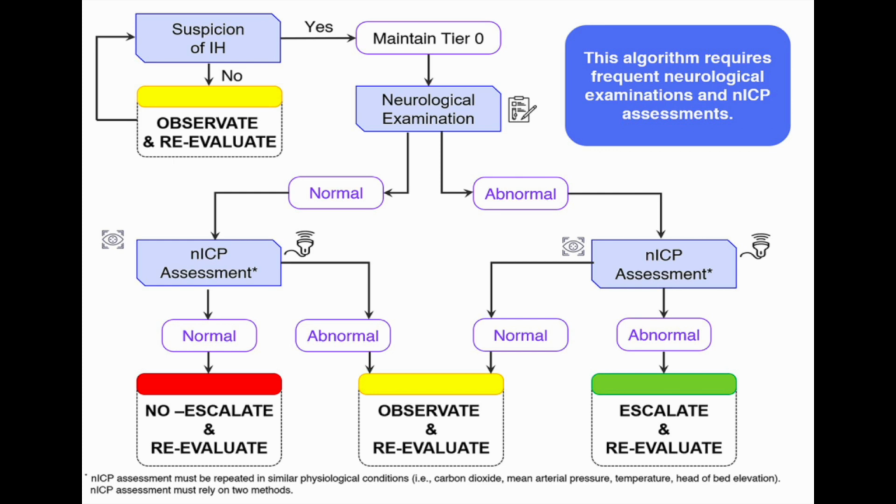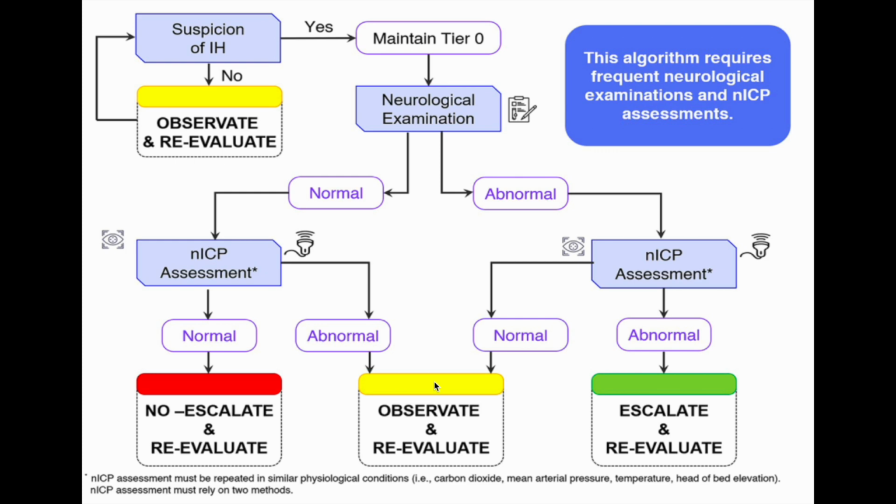Do a neurological assessment. If normal, then do your nICP assessment using 2 different devices, that is ONST and the TCD. If both are showing normal, then no need to escalate any therapy. Continue with your current care. If one or both is abnormal, then observe and re-evaluate. Mind you, you have to be cautious because one of them is still not abnormal.